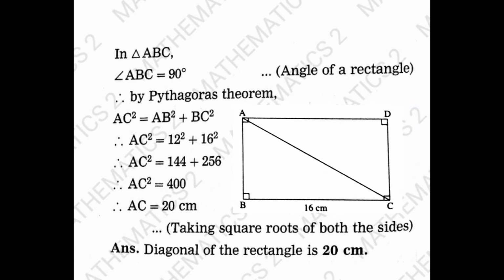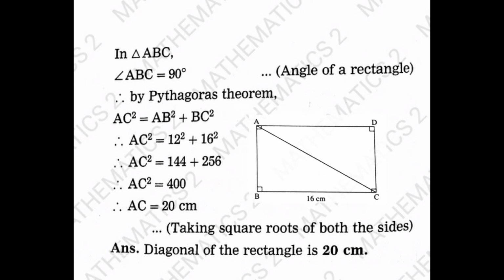In triangle ABC, angle B is 90 degrees, which is an angle of a rectangle. By Pythagoras theorem, AC square is equal to AB square plus BC square. Substituting the values, AC square is equal to 12 square plus 16 square. AC square is equal to 144 plus 256. So AC square is equal to 400. Taking square root on both sides, AC is equal to 20 centimeter, and therefore the diagonal of the rectangle is 20 centimeter.